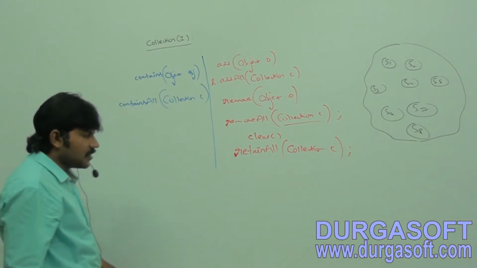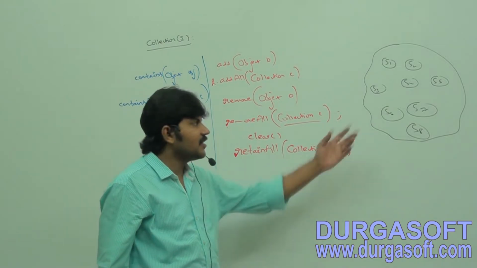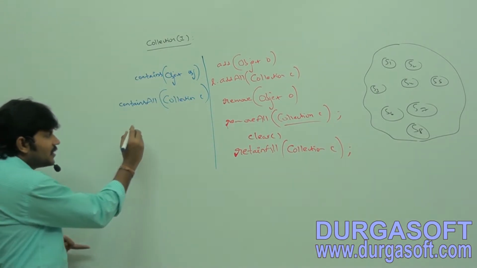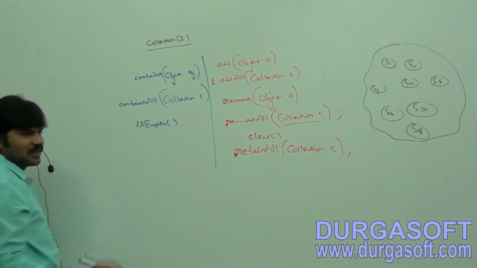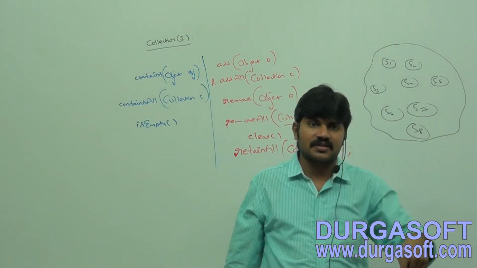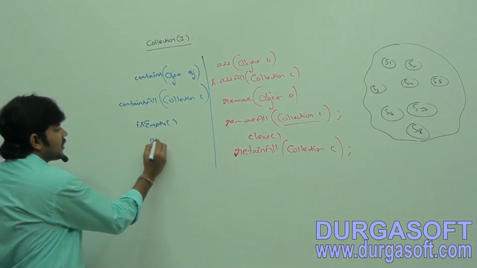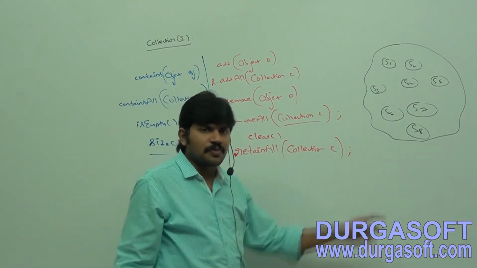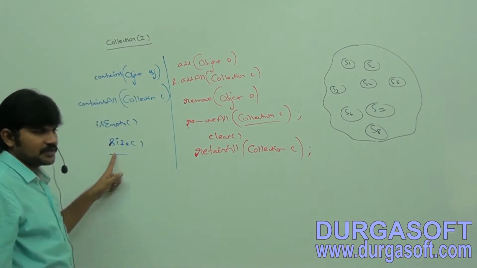So next my target is, sir, can you tell if this collection is empty? What is the method? I want to check whether it is empty or not. isEmpty. If it is not empty, what is the size of this collection? How many objects are there in this collection? What is the method? Size. Size means the number of objects present inside a collection. Size itself is a method.